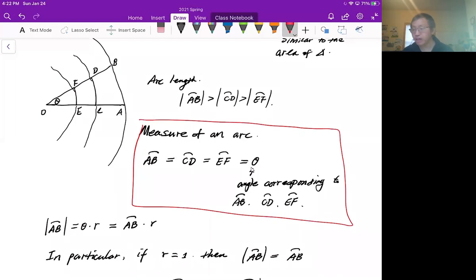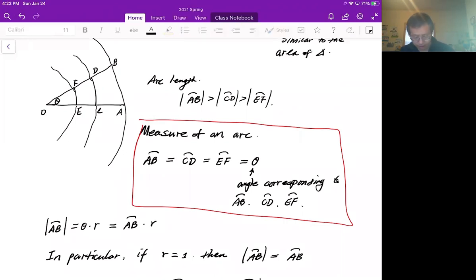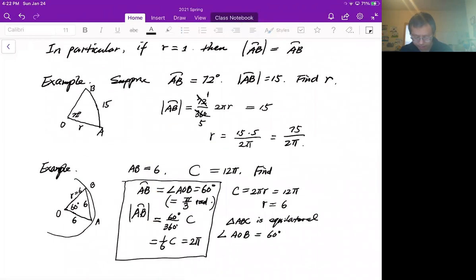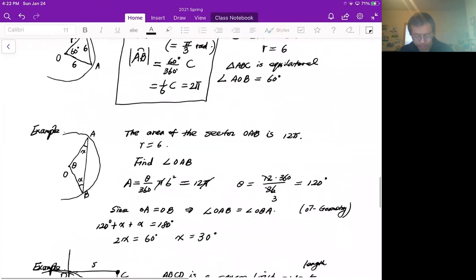The measure of the arc has nothing to do with the length of the arc. The arc could be very long, but the measure of the arc could be very small, right? They're different. The measure of the arc just means it's an angle. All right. Very good. And we have some examples like that.